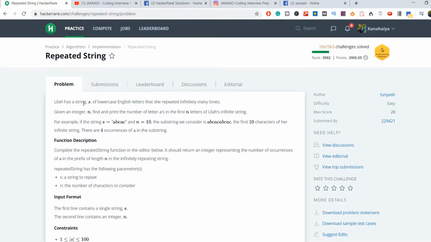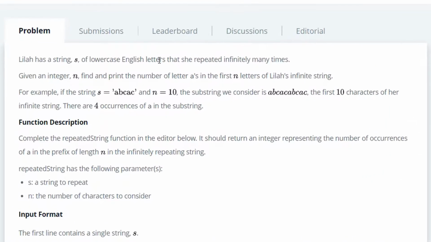Leela has a string S of lowercase English letters that she repeated infinitely many times. Given an integer n, find and print the number of letter A's in the first n letters of Leela's infinite string. So we have to find out the number of A's in Leela's infinite string.